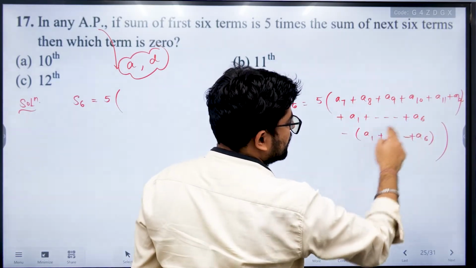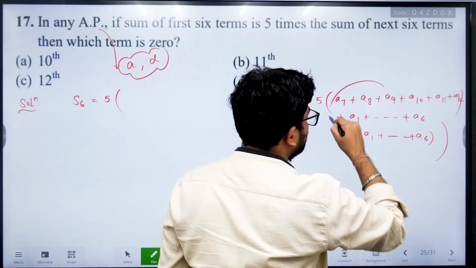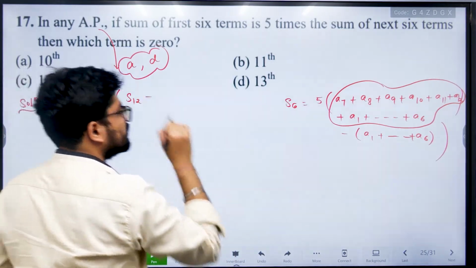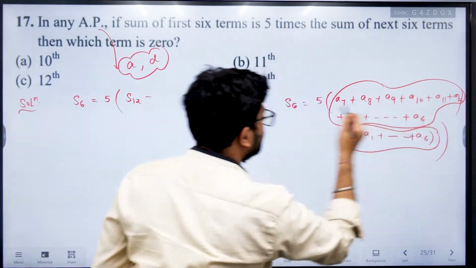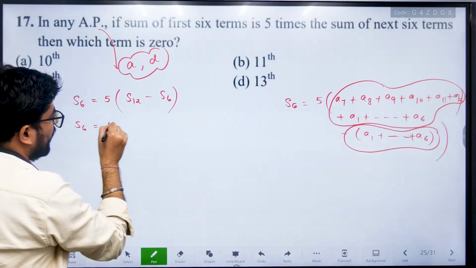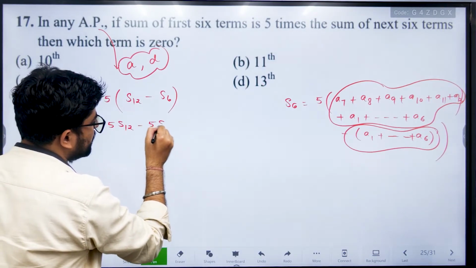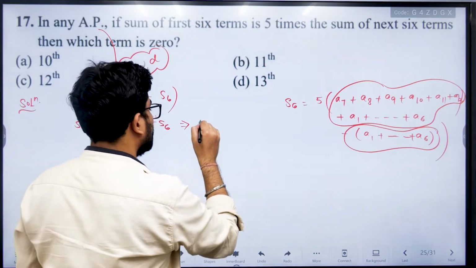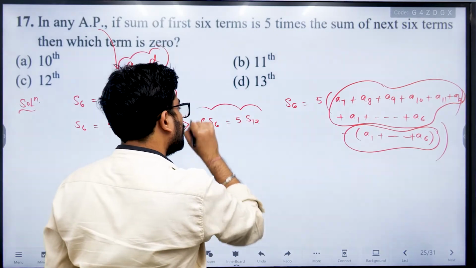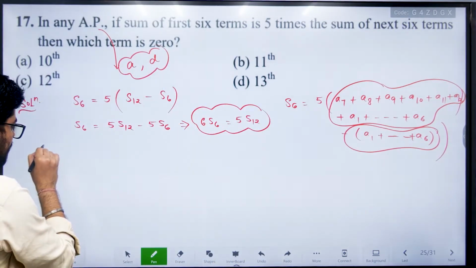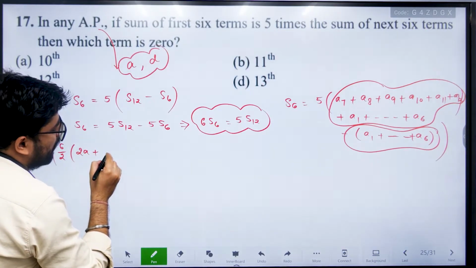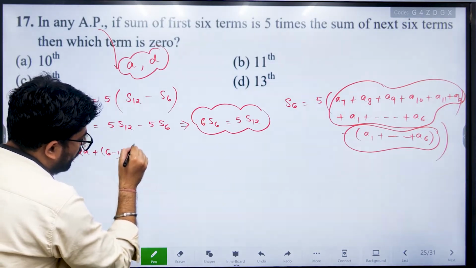Now you can add the first 6 terms and subtract the first 6 terms. So this is the sum of the first 12 terms minus the sum of the first 6 terms, which is S6. So when you calculate it, you will get S6 is equal to 5 times S12 minus 5 times S6. So from here you can say 6 times S6 is equal to 5 times S12. Now 6 into S6 is 6 by 2, n by 2, 2a plus (n minus 1) into d.